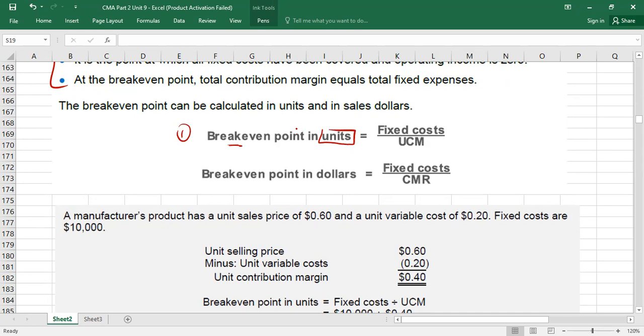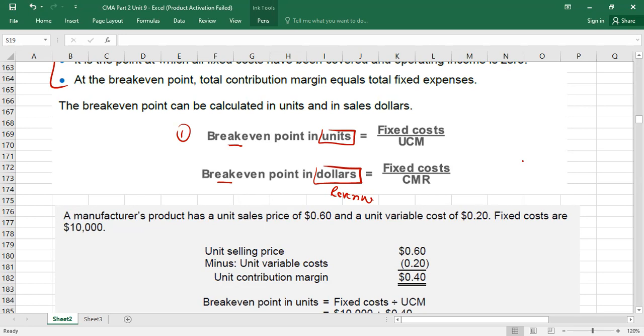Please remember, the second formula is if you want to calculate break-even point in dollars. Dollars of what? Dollars of revenue, sales dollars. For example, break-even point in units means how many units I have to sell to arrive at break-even point. But break-even point in dollars means what should be the value of sales which would leave no profit, no loss for me. These two things are different.